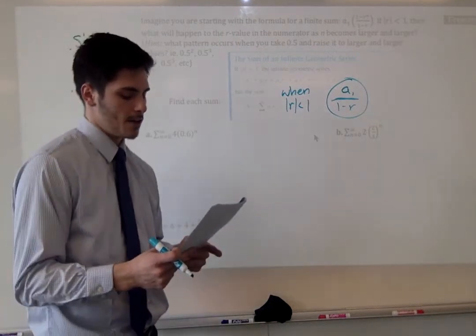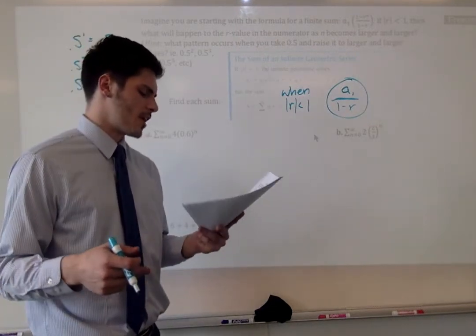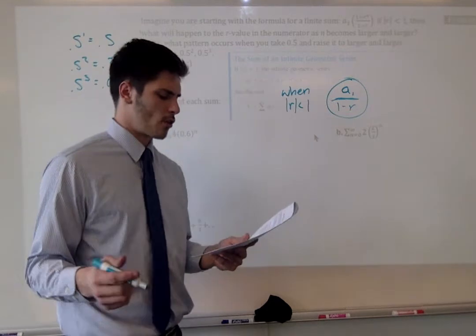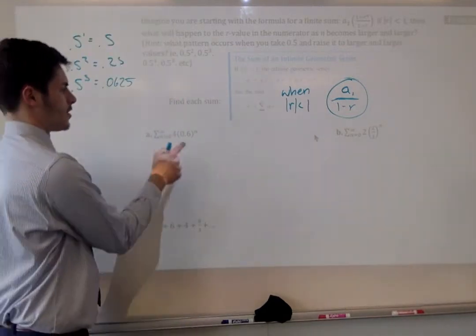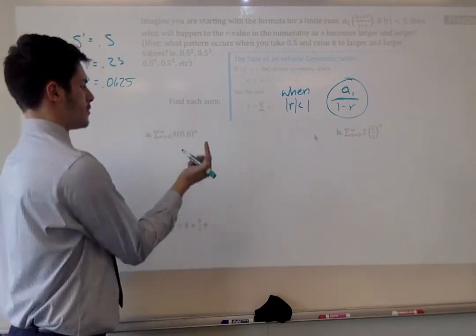So let's go ahead and find each of these. We'll do the next 2 sums, and we'll let you all try the third one. So for A, we know that our first term is going to be what? Just going to be 0.6.